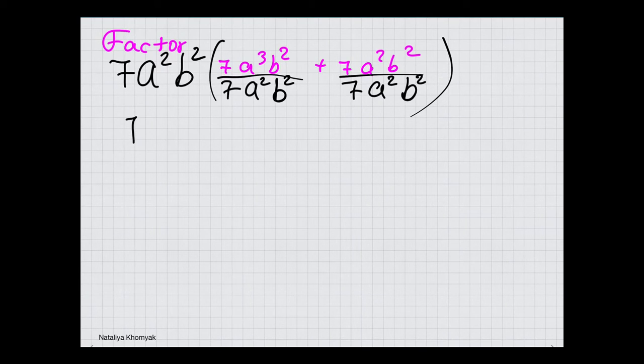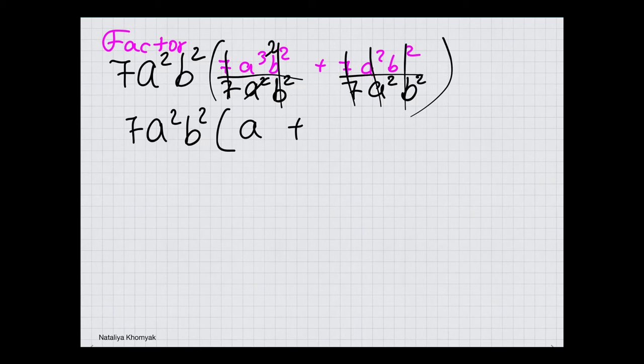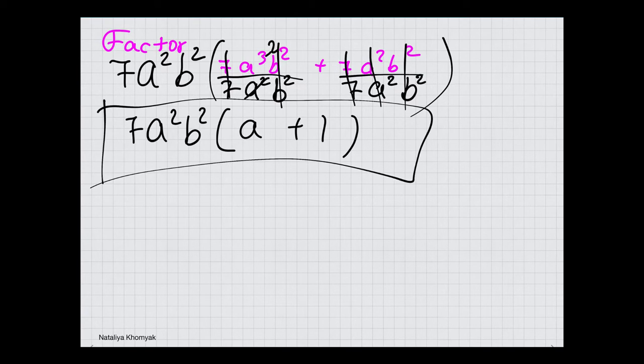So we get 7a to the second, b to the second. This cancels, a to the first power, which is just a, plus this cancels, 1 times 1 times 1 gives us 1. And this is our solution.